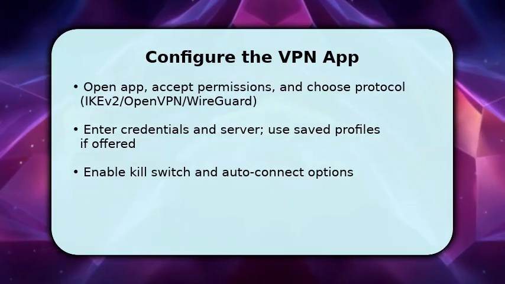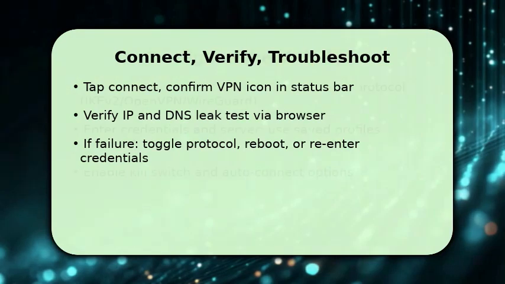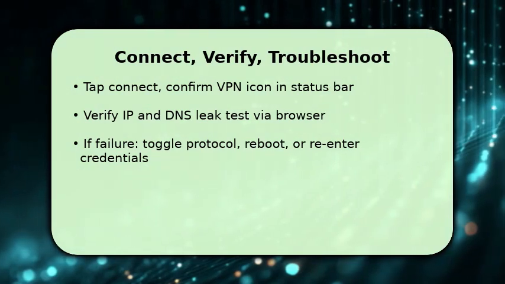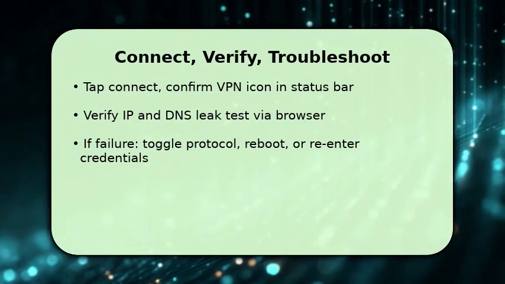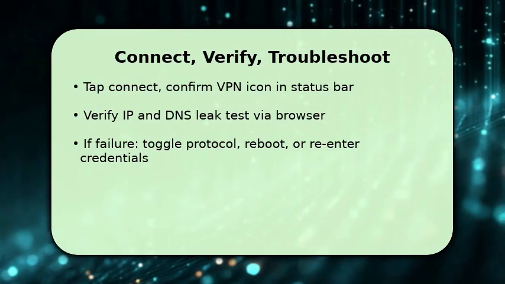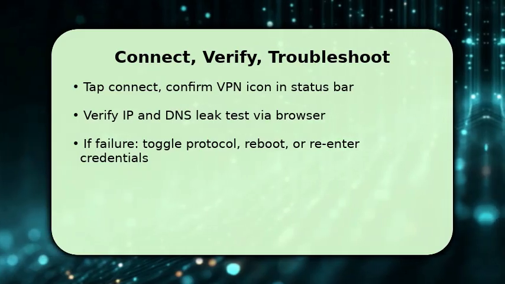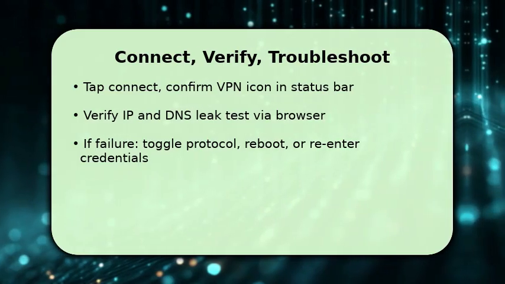Tap Connect and watch for the VPN icon in your status bar. This confirms the tunnel is active. Verify by loading a browser and checking your public IP or running a DNS leak test. This proves traffic routes through the VPN.